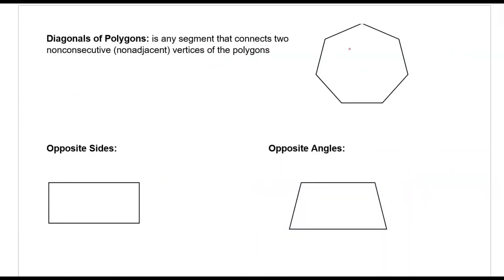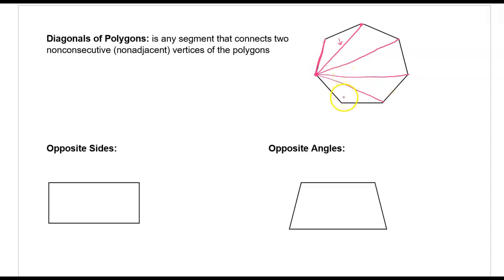Diagonals of a polygon are segments that connect non-consecutive vertices. So the first one I could draw would go from here to here. If I went to a consecutive vertex, that would simply be the side of the polygon. So this is a diagonal. I could draw other diagonals from that vertex. I could draw that one, and that one, and that one. So there are 4 diagonals right there from that one vertex.